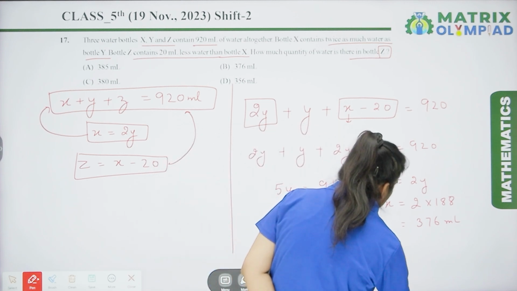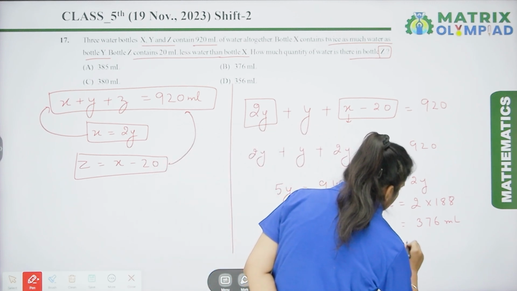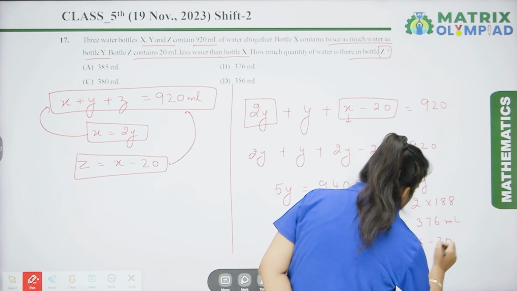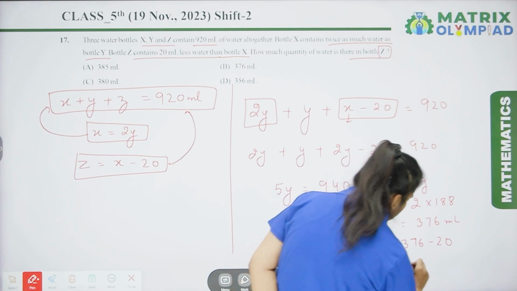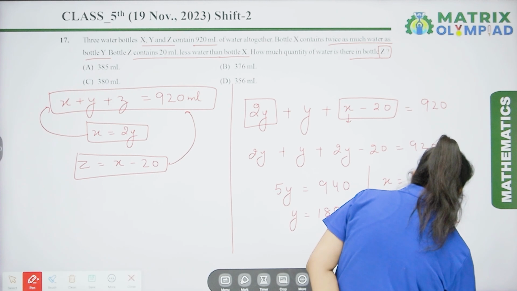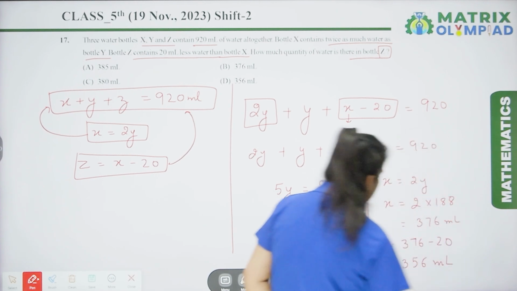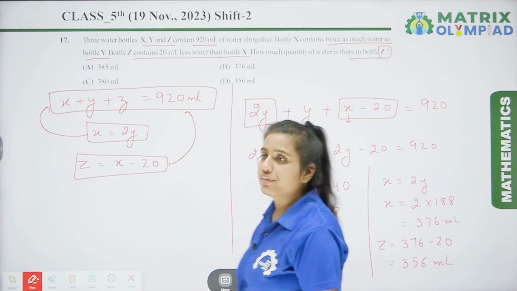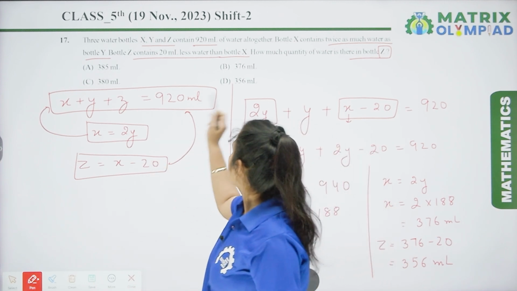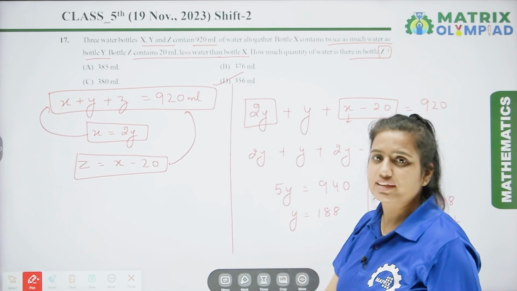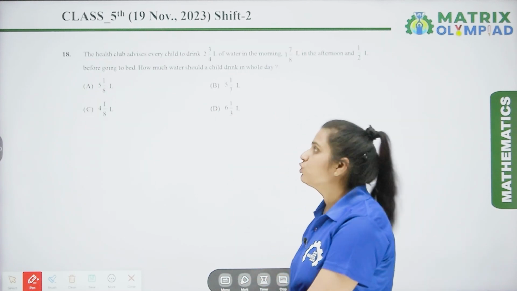Now to find out the quantity in bottle Z, we have 376 minus 20. So the value is 356 ml. So the quantity in bottle Z is 356. So here according to the option, we can say that option D is the correct answer. Now the next question is question number 18.